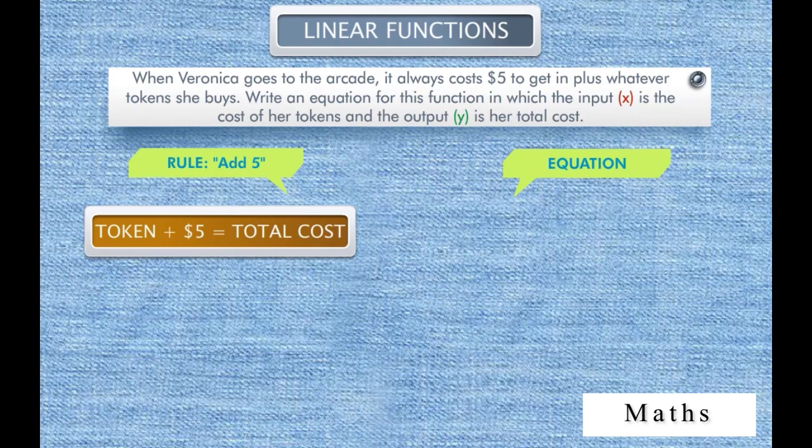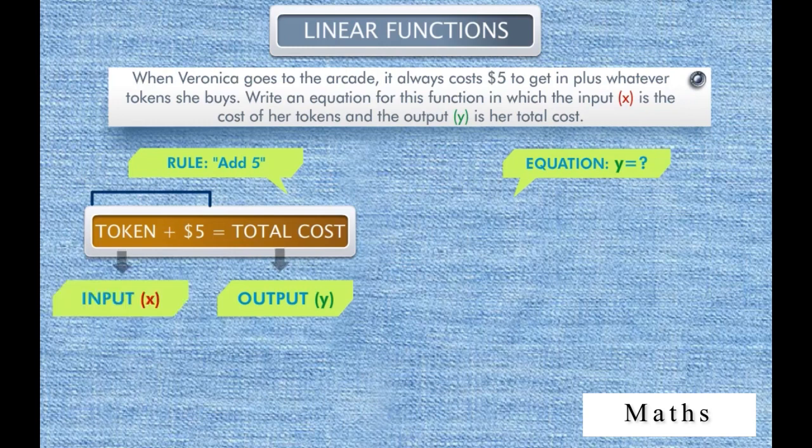To write the function, we need to think what y, the output, equals. The output is her total cost, and her total cost equals the cost of the tokens plus $5. The cost of her tokens is x, the input, so the equation is y equals x plus 5.